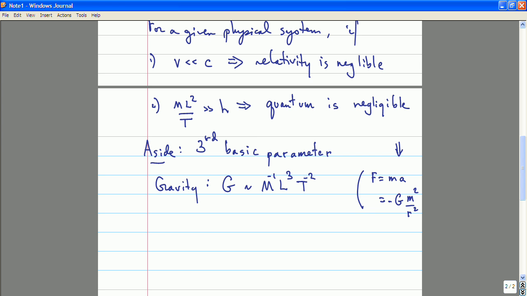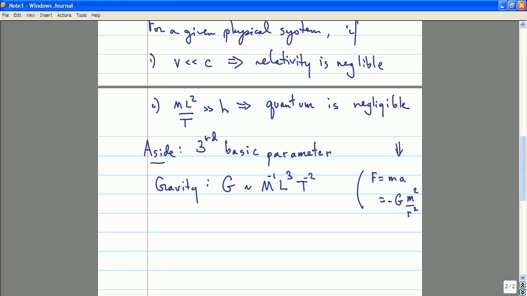So for example, if I were to study a pendulum, as I will in just a minute, and look at the typical velocity of the pendulum, I could compare that to the speed of light, and that would give me an estimate of the size of the corrections to the motion of that pendulum due to relativity. And I could also compute not the velocity of the pendulum, but rather, say, the angular momentum of the pendulum, and that would give me an estimate of the size of the corrections due to quantum mechanics.